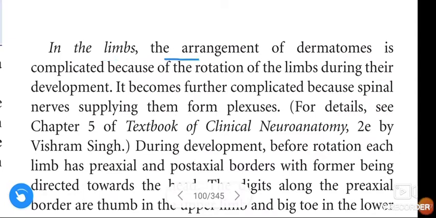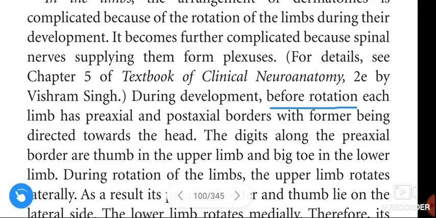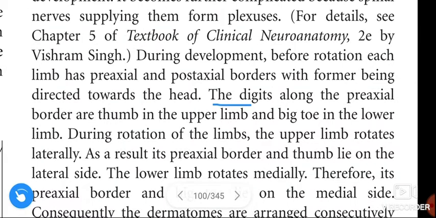In the limbs, the arrangement of dermatomes is complicated because of the rotation of the limbs during their development. It becomes a further complication because the spinal nerves supplying them form plexuses. During development, before rotation, each limb has preaxial and postaxial borders, with the former being directed towards the head. The digits along the preaxial border are the thumb in the upper limb and the big toe in the lower limb.